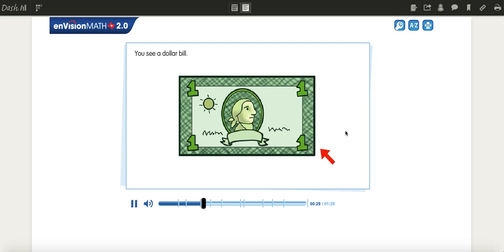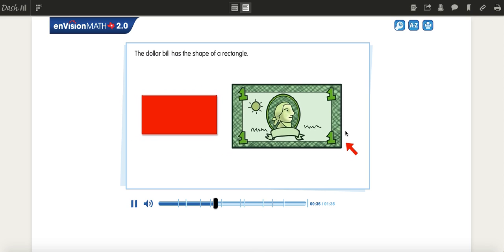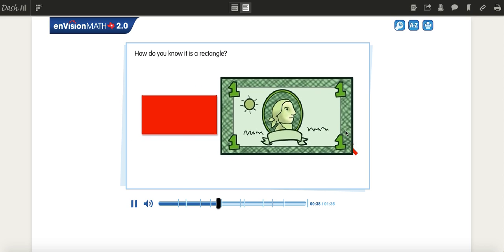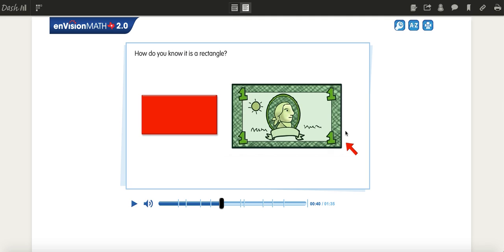You see a dollar bill. What shape does the dollar bill have? What shape is it? The dollar bill has the shape of a rectangle. How do you know it is a rectangle? What can you tell me about both shapes? How are they the same?